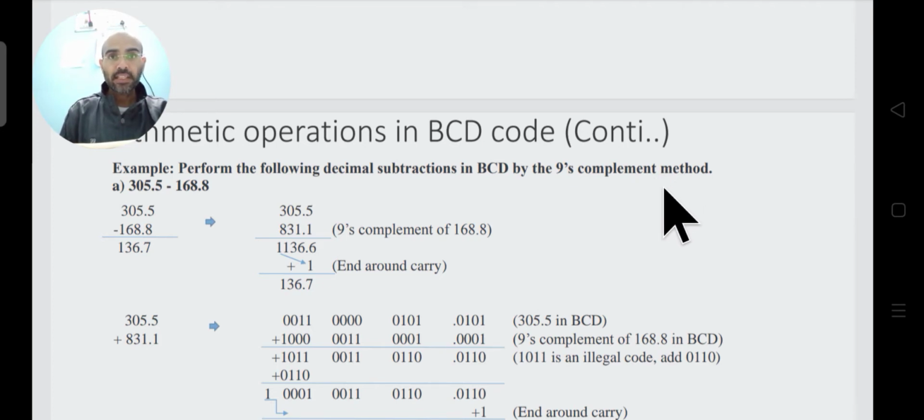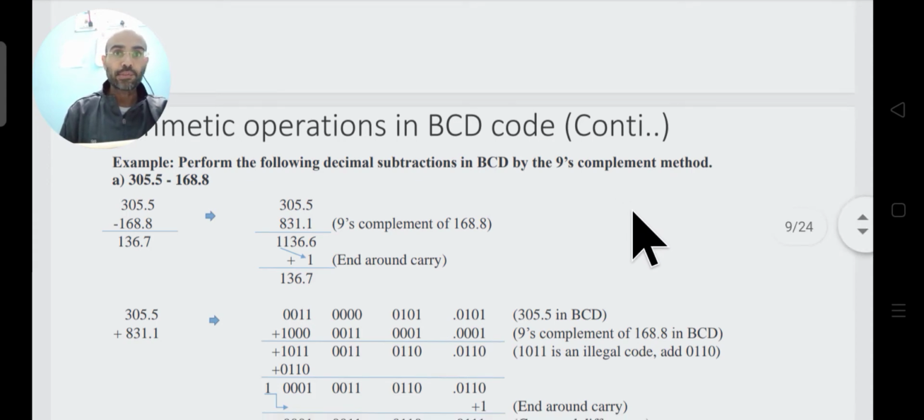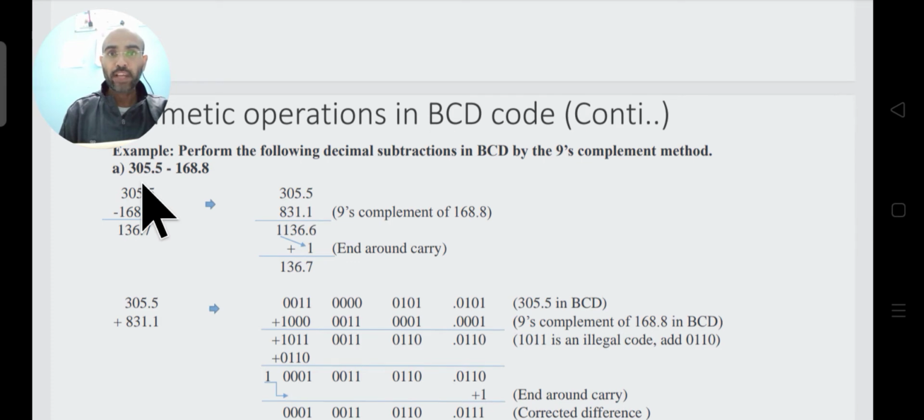So let us say the complement method is 9's complement. Then you can do it for the 10's complement also. So let me try it for 9's complement. The rules will be same. The rules, whatever we have seen earlier, will be same. But here we have to do it in the 9's complement.